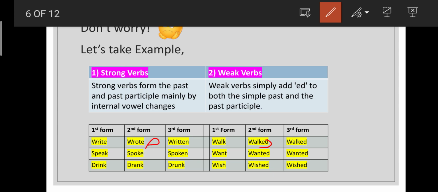Strong verbs change their vowel to change their form, like write is changed into wrote. So they are strong verbs. And weak verbs add just ed at the end. Walk, walked, want, wanted, wish, wished, drink, drank. So that's the difference between them.